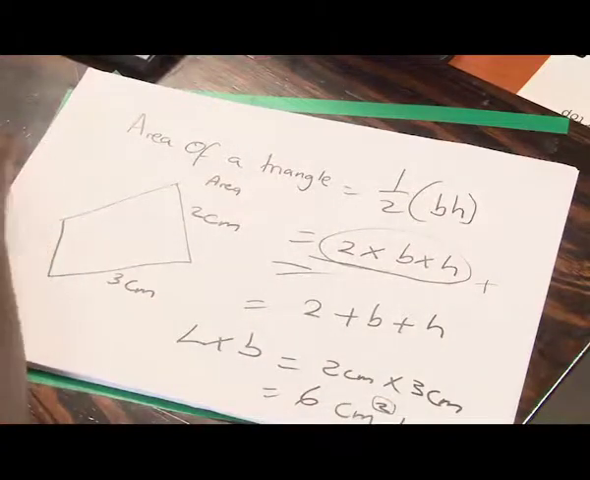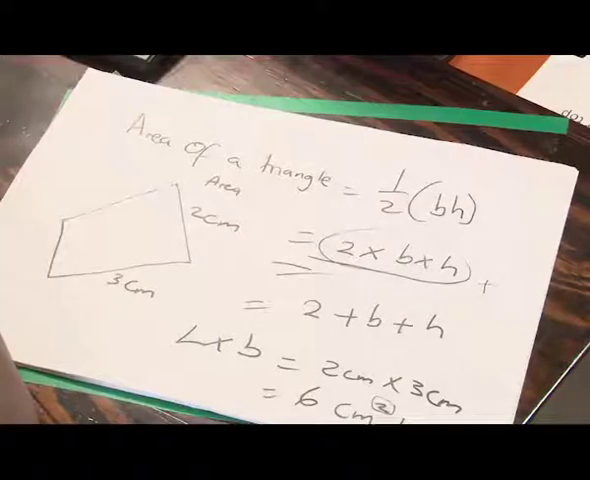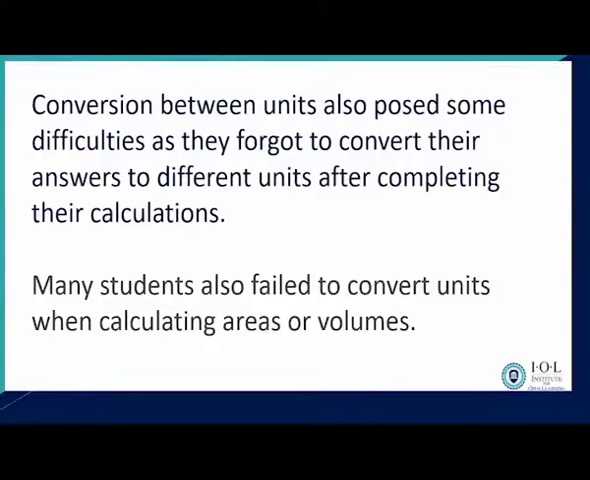So instead of putting this square, they just say it's 6 centimeter, which is actually wrong. The same with the cubic centimeter also for the volume. And conversion between units also poses some difficulties because some students forget to convert the answers to different units after completing their calculations. And this usually happens especially when they are calculating areas or volumes. You are given a volume in liters and you are asked to do it in cubic centimeter, and they forget to convert. Be careful of the units, because then your answer will not be correct without the correct units.